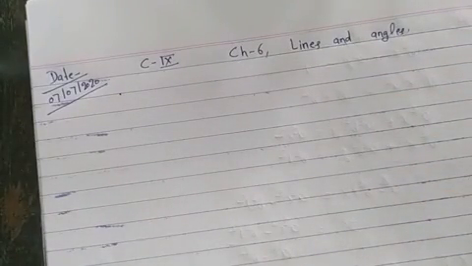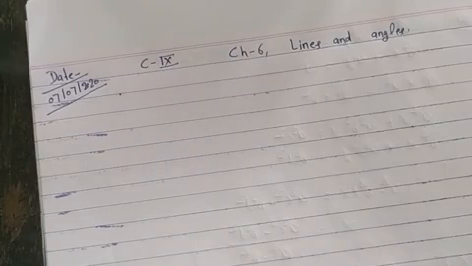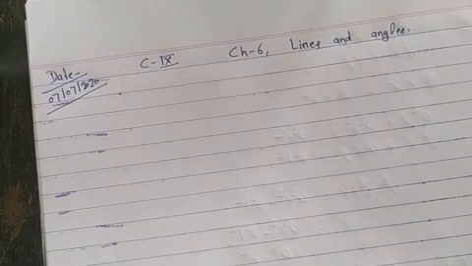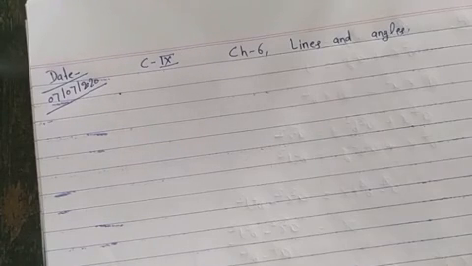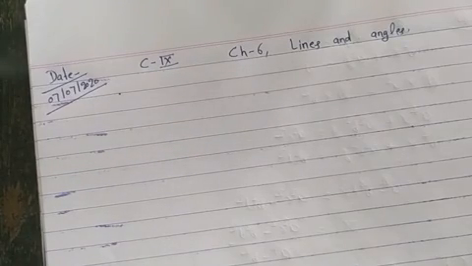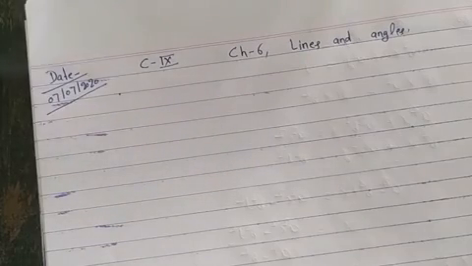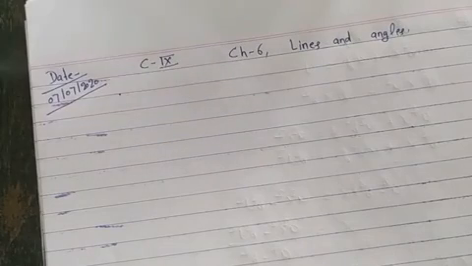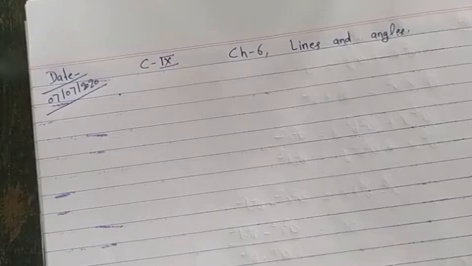Previously, we discussed many things related to this chapter, like how many types of angles there are, what angles are, complementary angle, supplementary angle, linear pair, and different things. But today we are going to discuss the transversal.